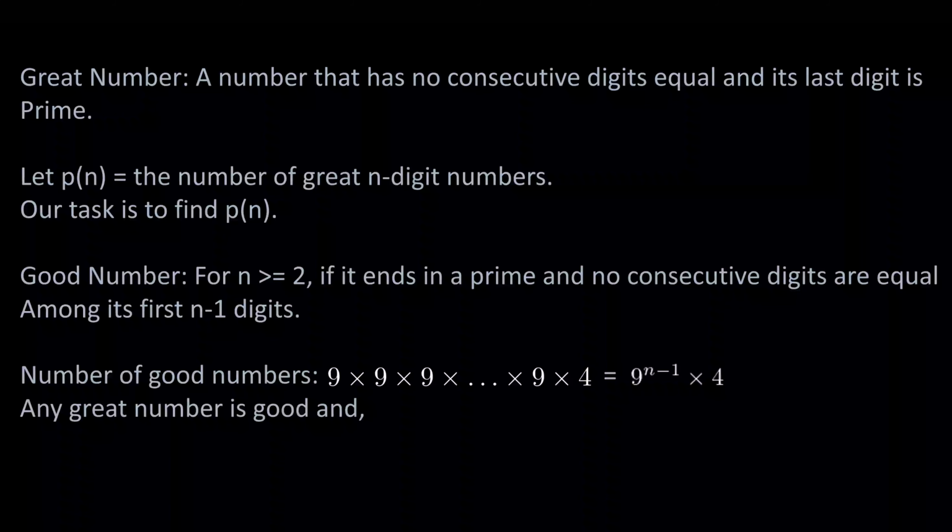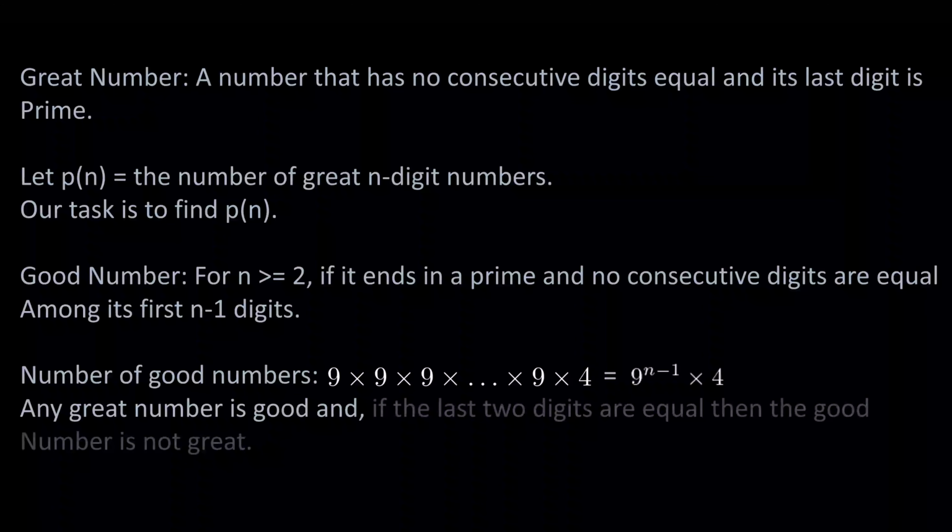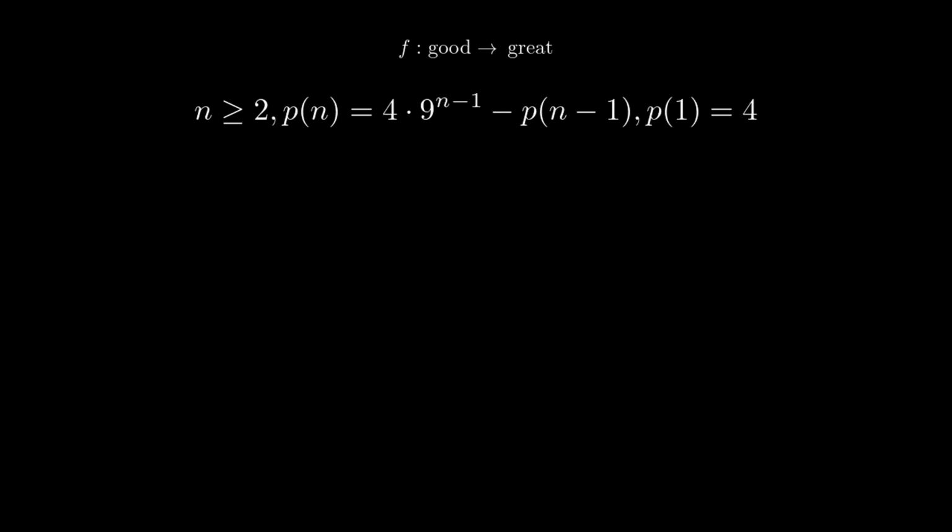Any great number is good, and if the last two digits are equal, then the good number is not great. We can see there is a bijection from good to great. For n greater than or equal to 2, P(n) equals 4 times 9 to the power n minus 1 minus P(n minus 1). We subtracted the number of good numbers minus the number of great numbers up to n minus 1. We know that P(1) equals 4.